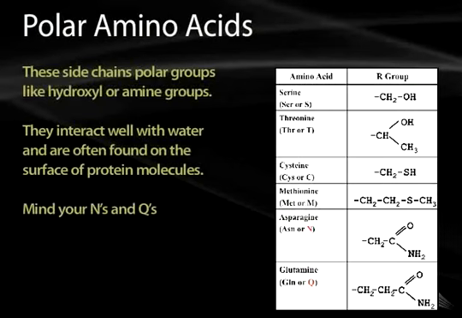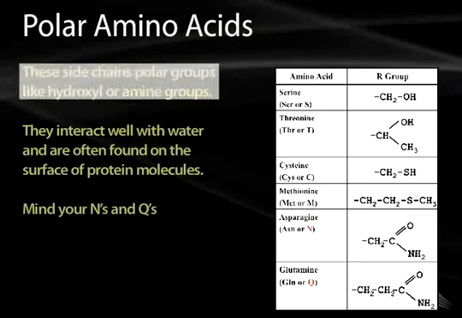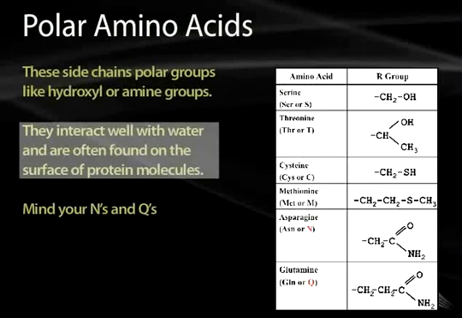The next category of amino acids is the polar amino acids. These are serine, threonine, cysteine, methionine, asparagine, and glutamine. These have polar side chains. These side chains are polar because they have either hydroxyl groups or amine groups, which allow them to interact very well with water. As a consequence of that, these are the types of amino acids that are typically seen on the surface of proteins, where they interact with their aqueous environment.